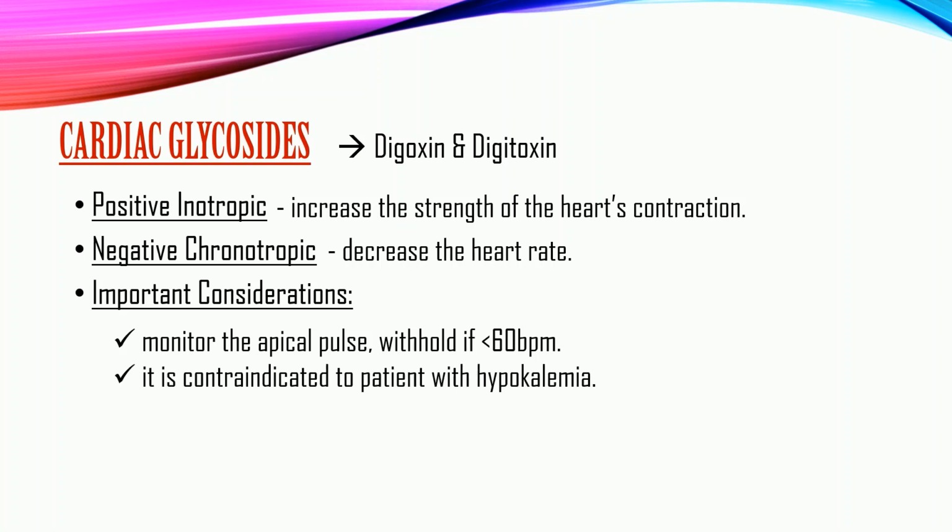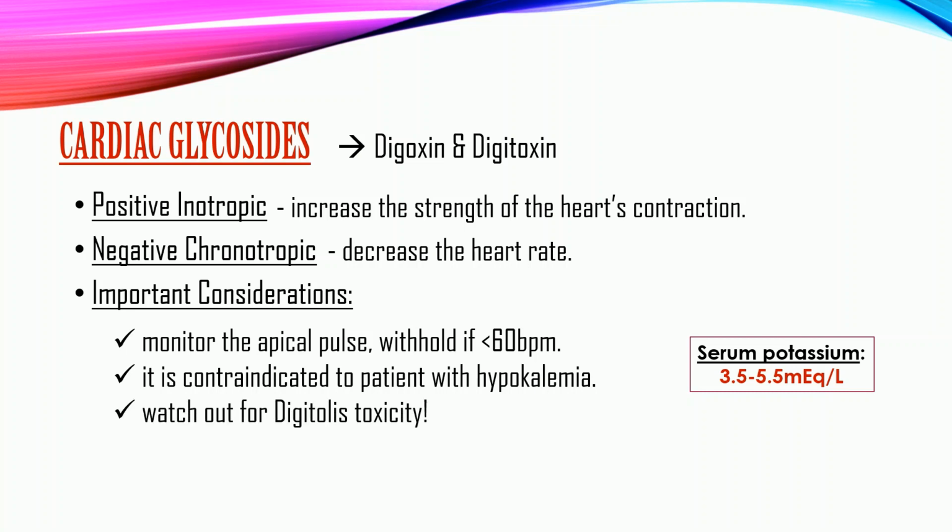Cardiac glycosides are also contraindicated to a patient with hypokalemia. Therefore, it is important to check the serum potassium level of the patient, and if the patient is already receiving this kind of medication, monitor his or her serum potassium level. So what is the normal level of potassium? It is 3.5 to 5.5 mEq per liter.